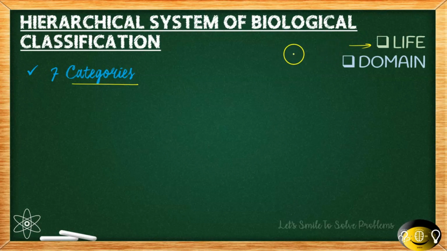Like, I am a person, so I am a human. I have a name, right? So that name will be my life. Now domain depends on different types of domains. There are 3 types of basic domains which we have. One is bacteria. One is archaea.